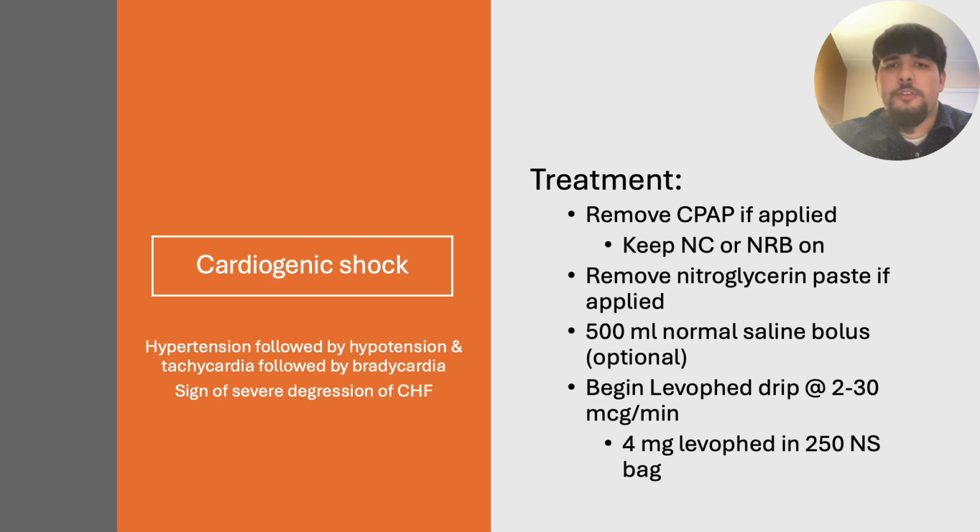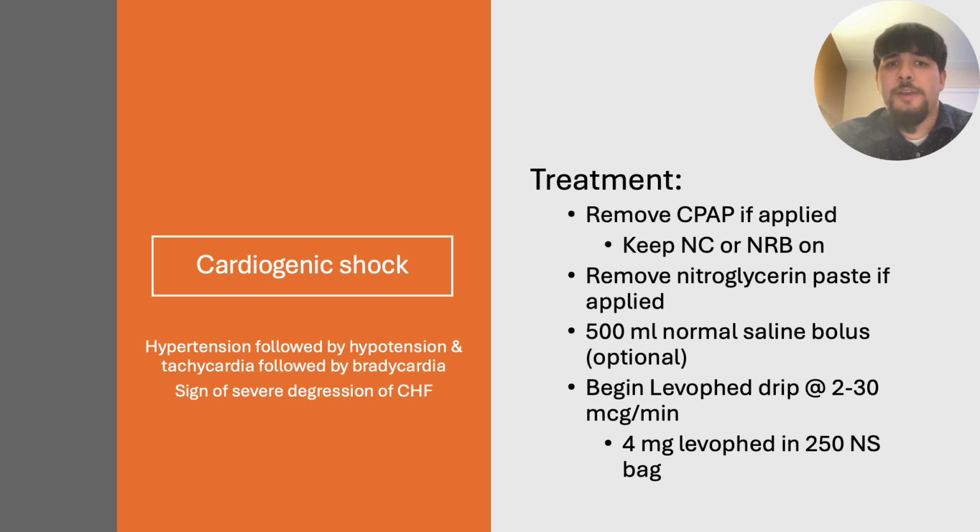Like I said earlier during this lecture, there is a mortality rate of about 70%, even with aggressive treatments. So going into treatments, like I said, we're going to have to do everything we can. Once you do notice that it does look like cardiogenic shock, you don't want to waste any time on your treatments either. So the big thing with the treatment is you want to go ahead and remove the CPAP and the nitroglycerin paste if you can.